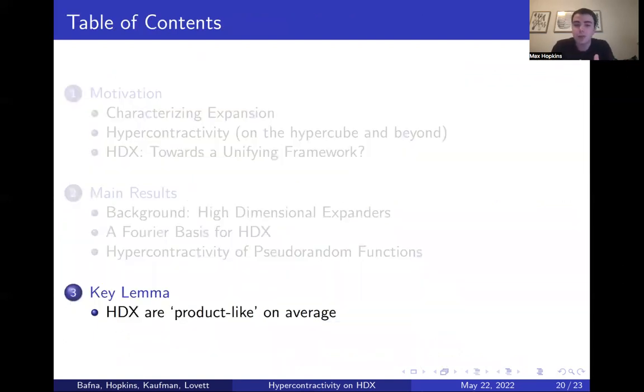Okay, so I have a couple minutes to talk about the proof of this. I really want to focus on one key lemma that really ties everything together.